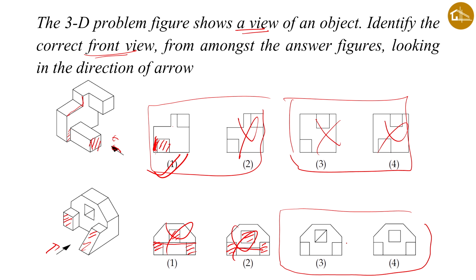Now we have two options over here, and we have to clarify whether they are right or wrong. If you see the third one and compare it with the problem figure, almost everything is okay, but only this line is showing over here. But I think it's a hole over here. So if you see from here, you will see simply a square. So this is also a wrong answer. The remaining fourth is the correct answer.